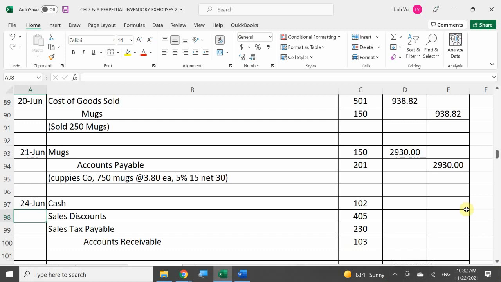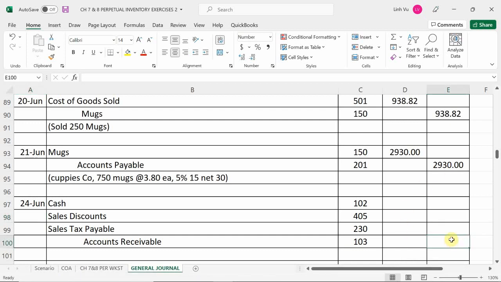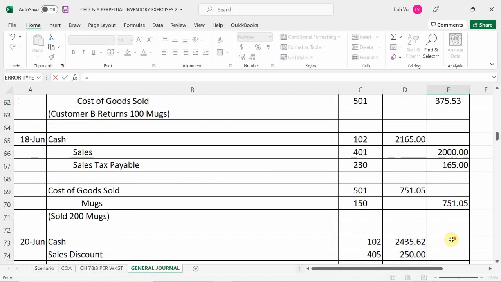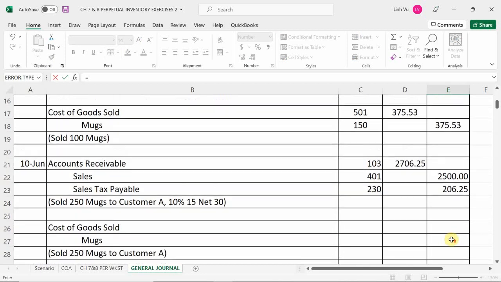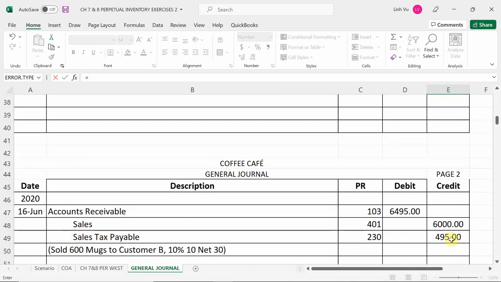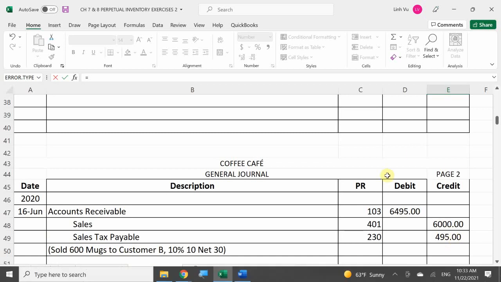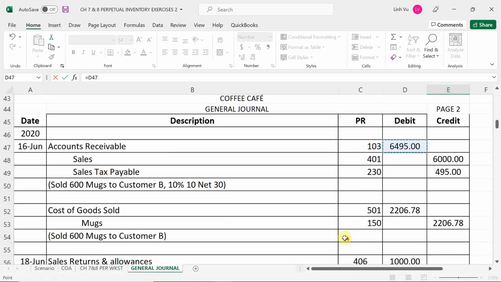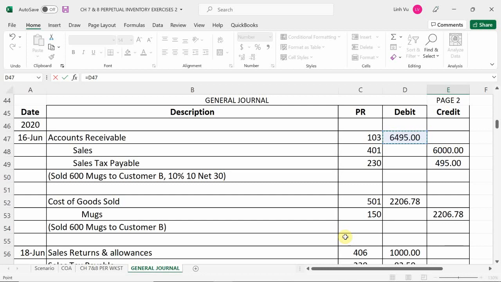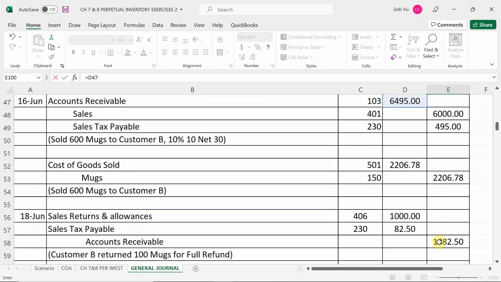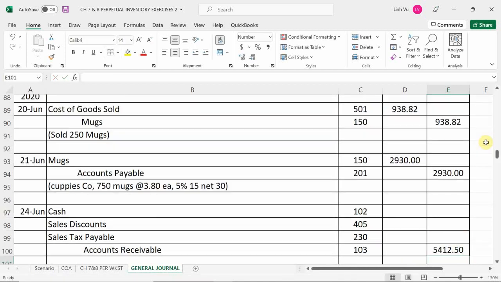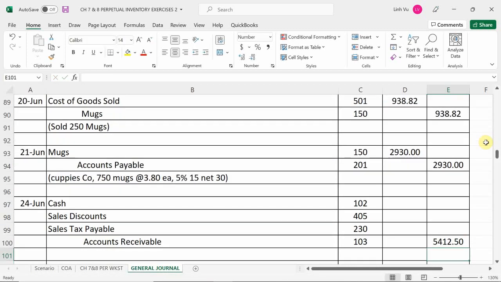Okay. So then let's go ahead and figure out how much in grand total customer B owes me. Going back to that transaction, we already said that they owed me $6,495, but they end up refunding a total of $1,082.50. So in grand total, they owe me $5,412.50.